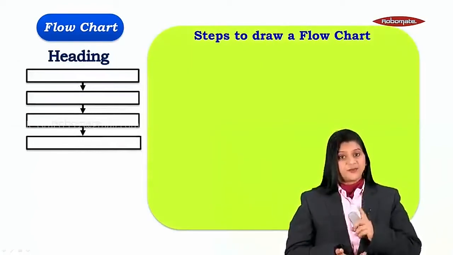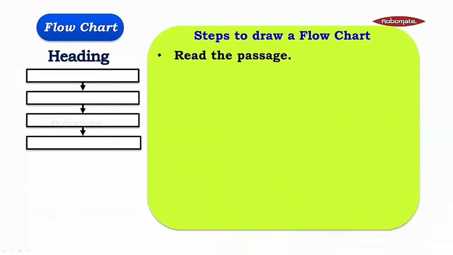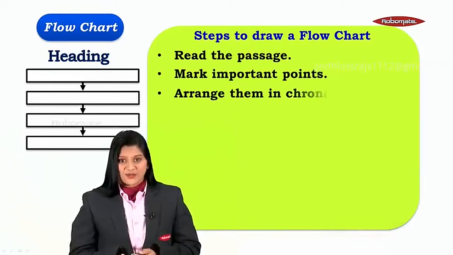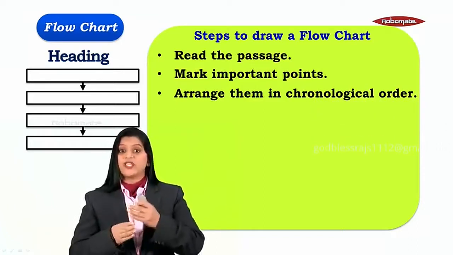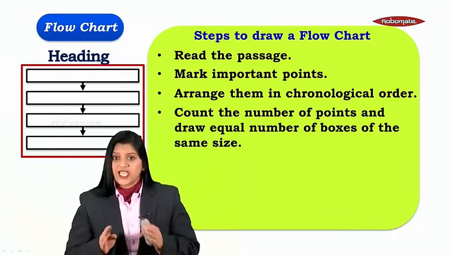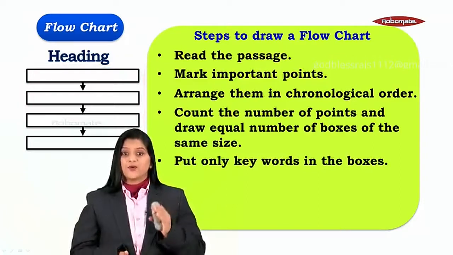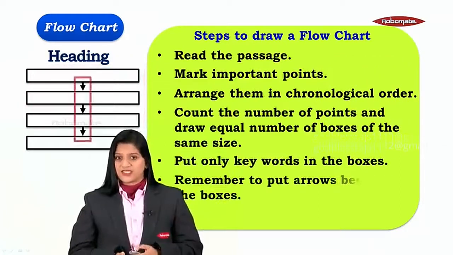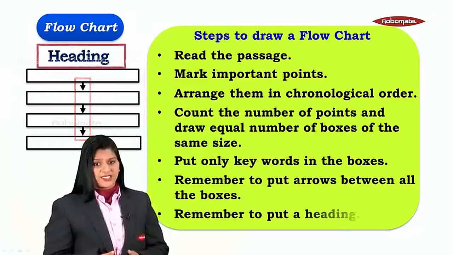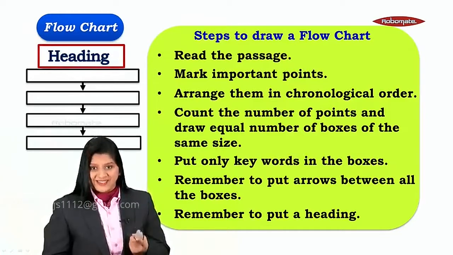Okay, now steps to draw a flow chart, very important. Let's go through all these. Read the passage, mark all the important points from the passage, arrange them in a chronological order, count the number of points and draw an equal number of boxes of the same size. Put only keywords in the boxes. Remember to put arrows between all the boxes. And last but not the least, remember to put a heading.